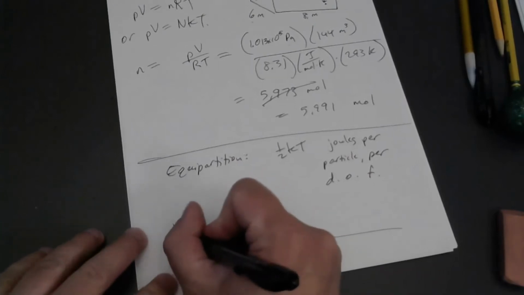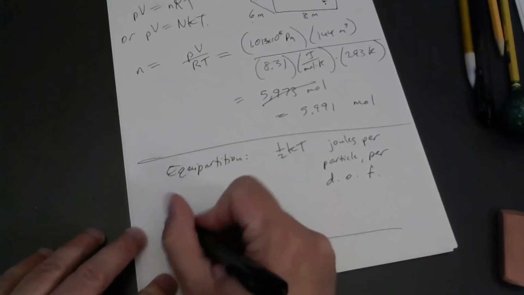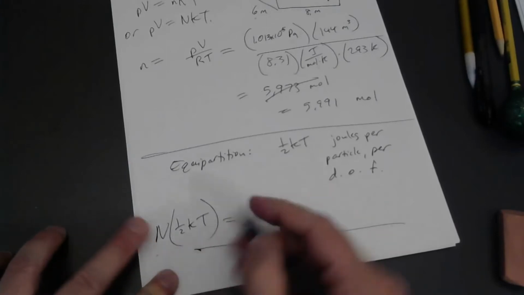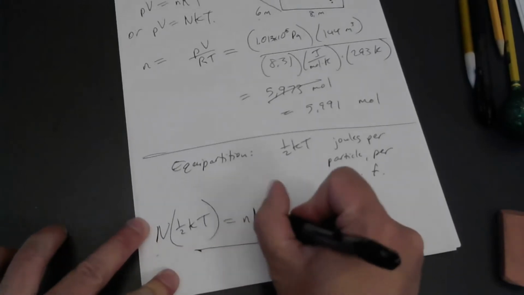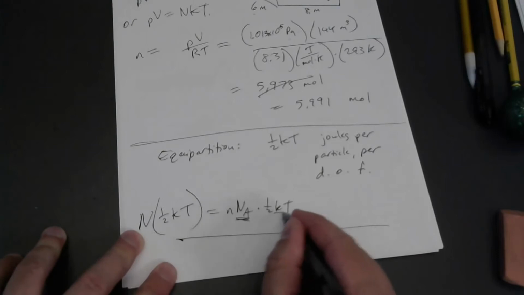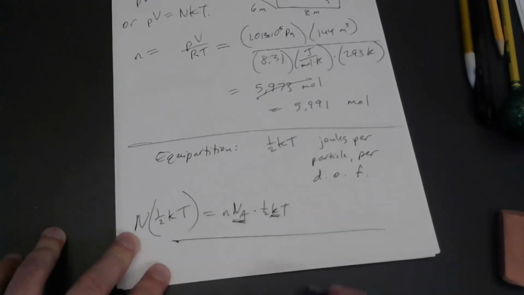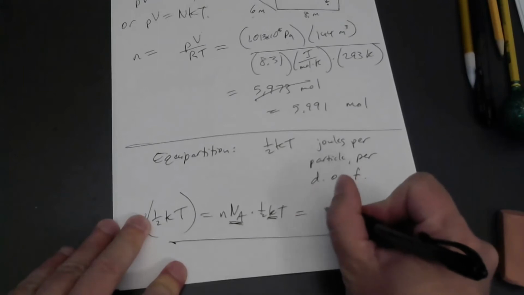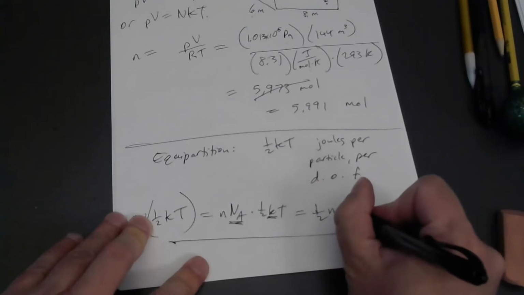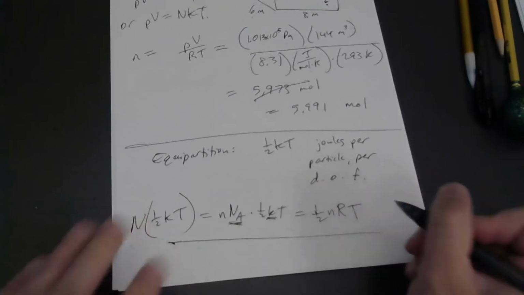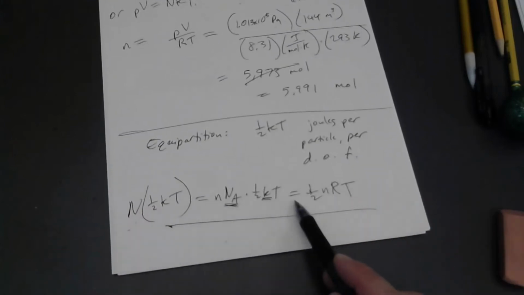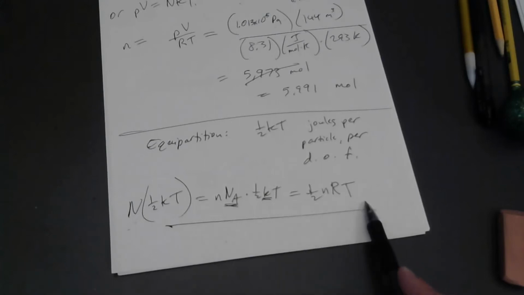Well, what if you want to know the total energy per degree of freedom per mole? You would just take the energy per degree of freedom per particle and multiply by the number of particles. But the number of particles would be how many moles you've got times Avogadro's number times the 1/2 kT. But then we can take Avogadro's number and multiply by k, and that's the same as the universal gas constant. So this is really 1/2 nRT. Am I doing this right? Yes. So this would be the amount of energy associated with all the particles per degree of freedom.